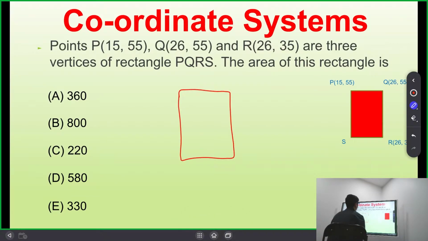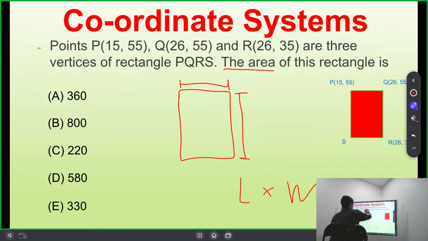The question is asking for the area, and we know that area is always equal to length times width. So we need to find the value of the length, which is this amount, and we also need to find the width, which is this amount. We're just going to represent this as x and this as y. It's easier for us to understand this way.